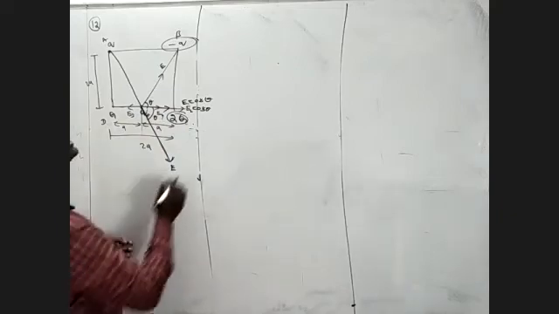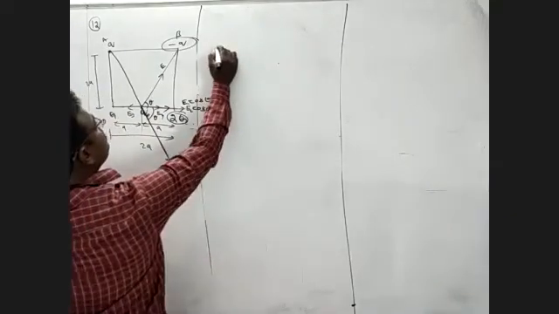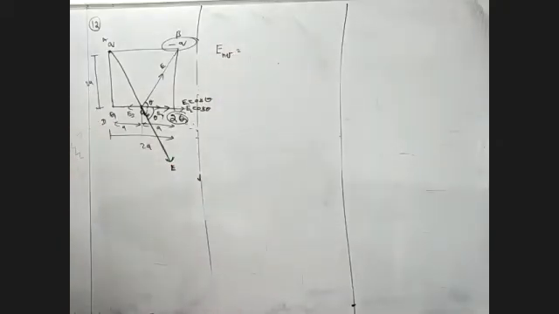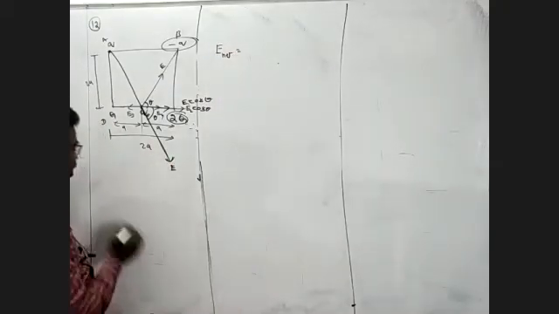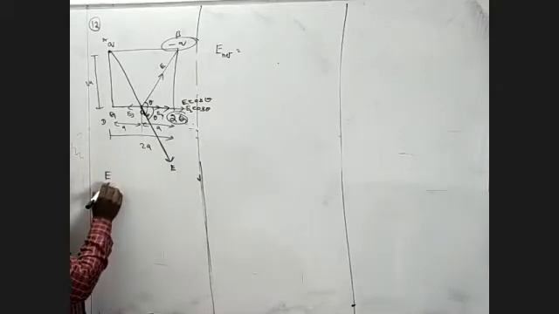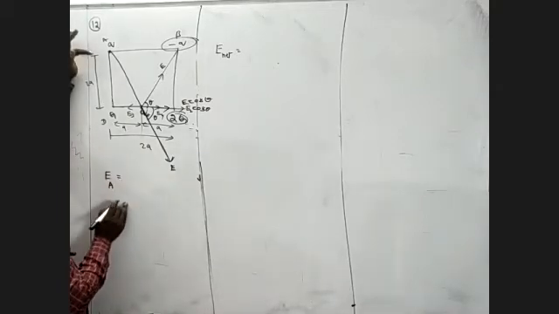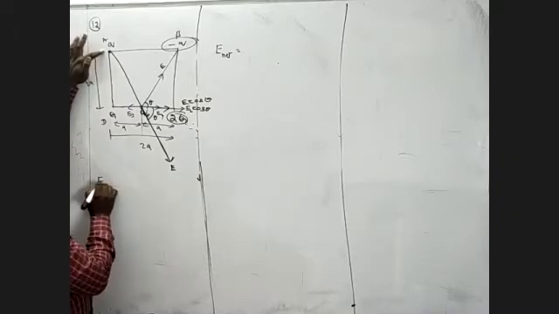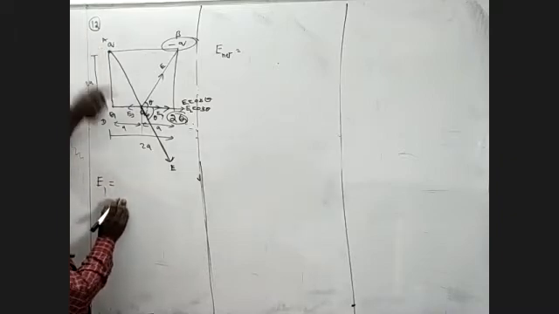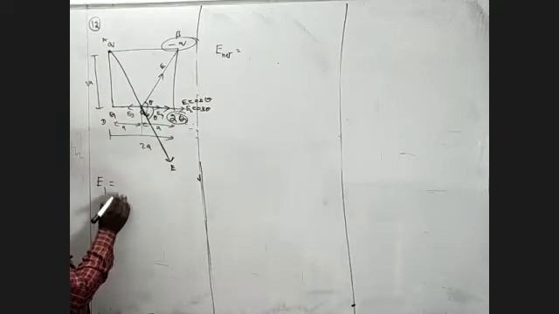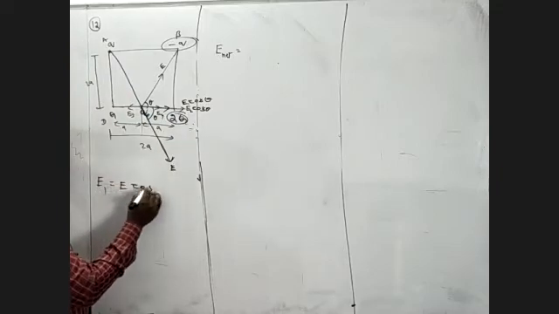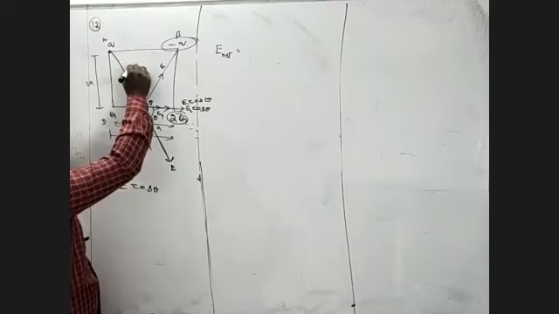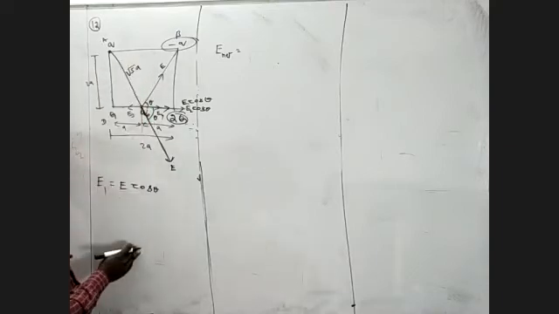So what is the net electric field? E net is equal to. First of all, I am going to write E1. E1 is equal to E at A. This makes angle theta. This is E2 cos theta, E cos theta. This is 2a, this is a, so this is root of 5a according to Pythagoras law.